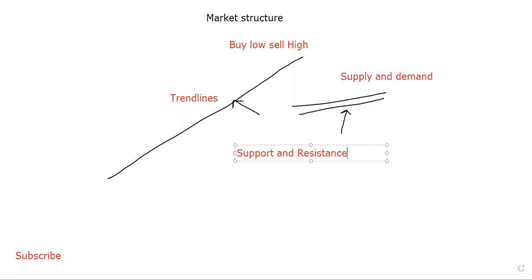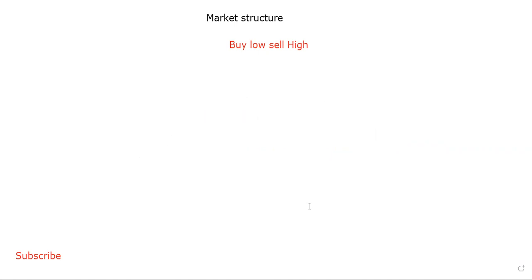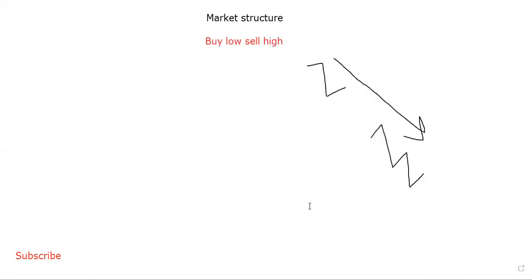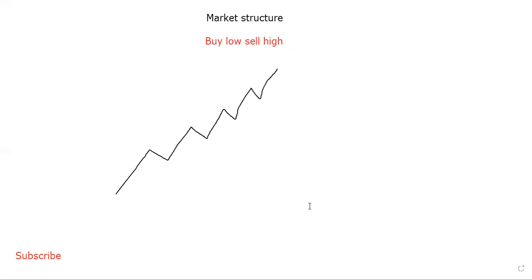I'll make a class just to talk about support and resistance alone, but today I want us to focus on one of these. I'm going to teach you about the trend lines, how to use a trend line to identify your highs and the lows. So let me clear everything. All right, this is what I have. Buy low, sell high.